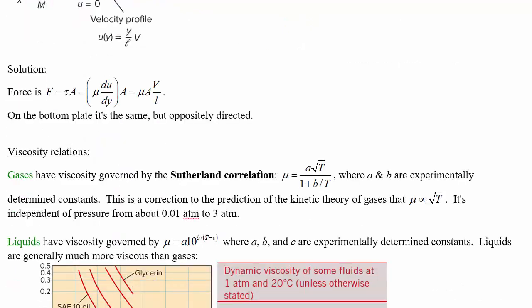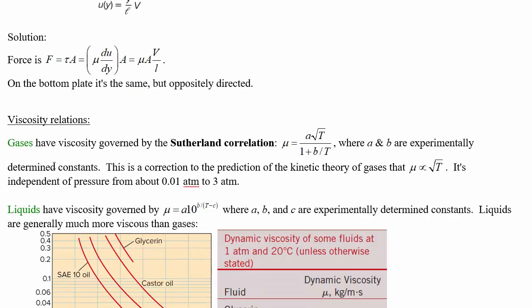All right, let's get to some viscosity relations. Gases have viscosities that are governed by the Sutherland correlation. So mu equals A root T divided by 1 plus B over T. T is the temperature here. A and B are experimentally determined constants. This is a correction to the prediction of the kinetic theory of gases that mu is proportional to just the square root of T. So the term in the denominator, this plus B over T term, is the correction.